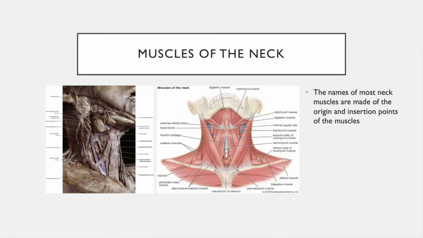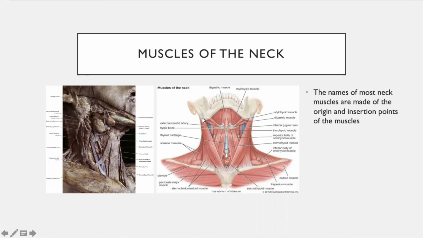It's important to understand that a lot of the names of the neck muscles are made up of different parts that point to where their insertion and origin points are. So for instance, the first muscle we see here, the sternocleidomastoid, has insertion points on the medial third of the clavicle and on the sternum.